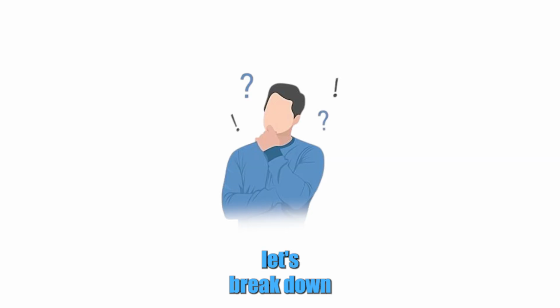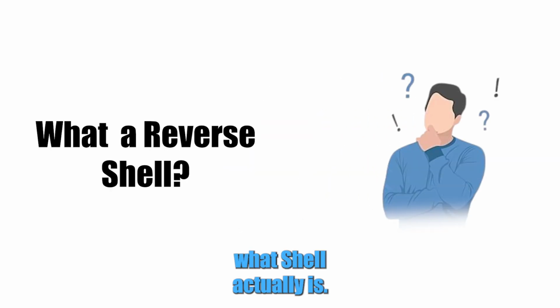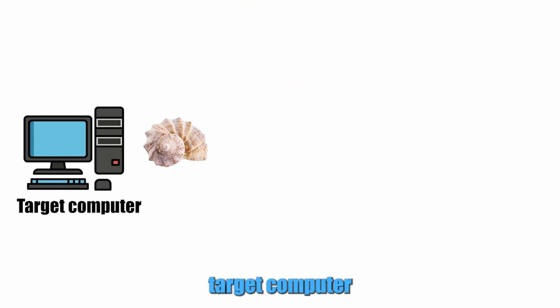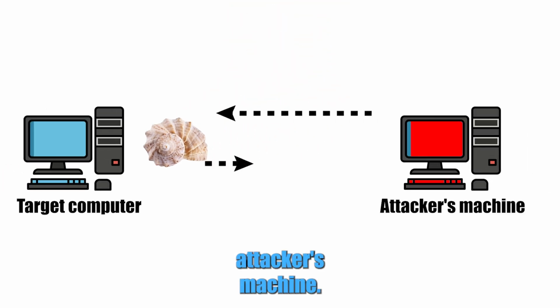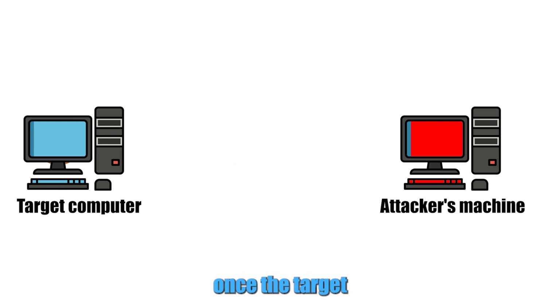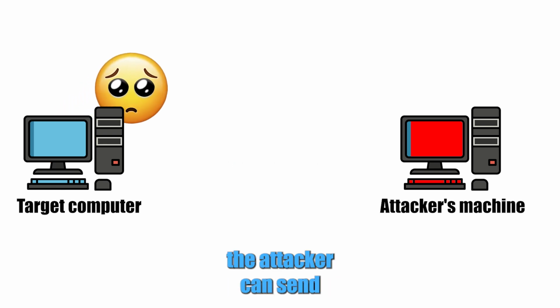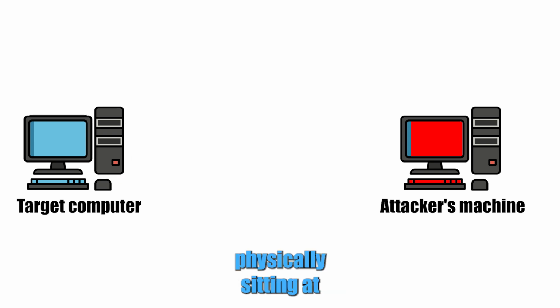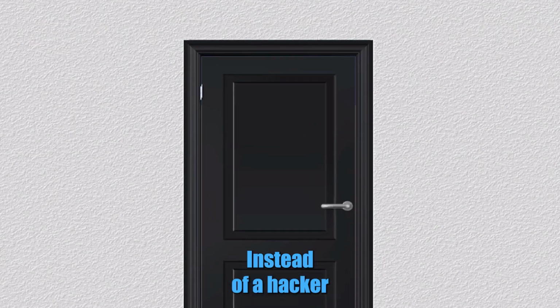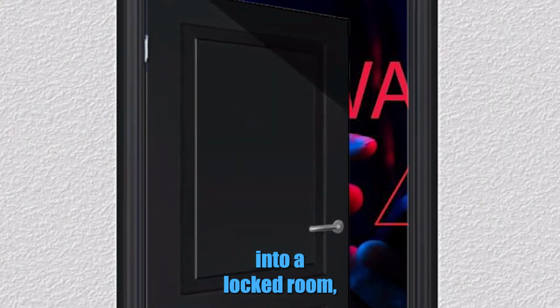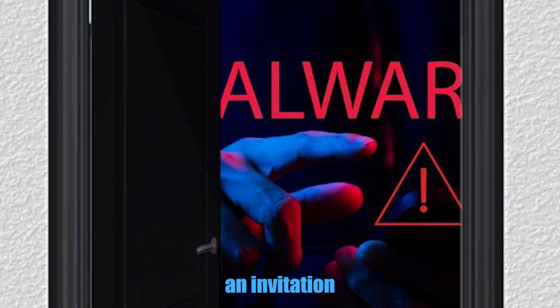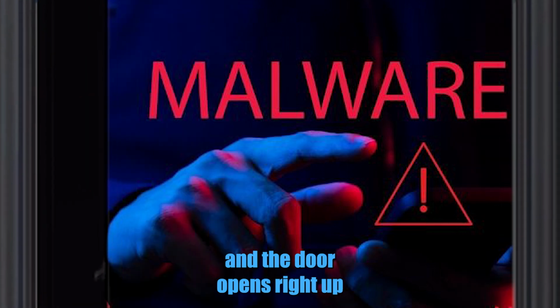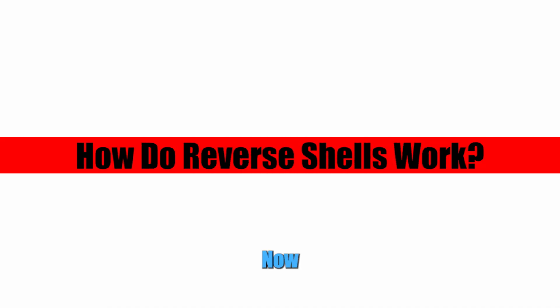First off, let's break down what a reverse shell actually is. A reverse shell is a type of shell where the target computer connects back to the attacker's machine. This means that once the target is compromised, the attacker can send commands and gain access as if they were physically sitting at the computer. Think of it like this. Instead of a hacker trying to sneak into a locked room, they send an invitation and the door opens right up for them.